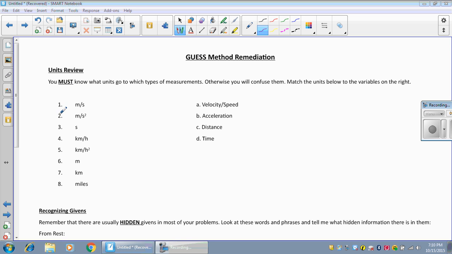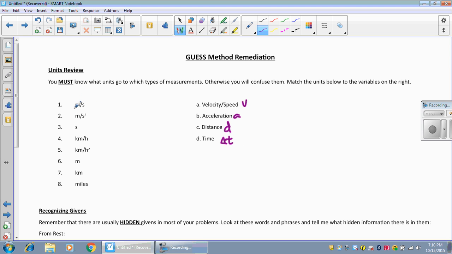Okay, first what I want you to do, spend about a minute or so, pause this and see if you can match up these units with the letters over here. If it's velocity, put a V. If it's acceleration, put an A. If it's distance, put D. And if it's time, put a change in T. Pause it and try it.